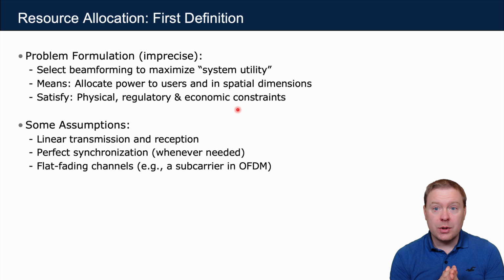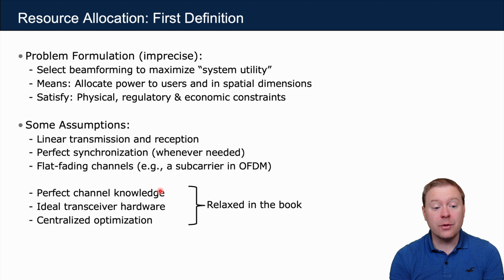Some of the assumptions that we will make in this lecture are that we are doing linear transmission and reception, so we do classical beamforming. We have perfect synchronization whenever needed between our transmitters. We have flat fading channels, which could mean that we are studying one subcarrier in an OFDM system. We also assume that we have perfect channel knowledge everywhere and ideal transceiver hardware, and with that we can optimize everything in a centralized manner. And these are all things that we are relaxing in our book if you would like to know more about that.